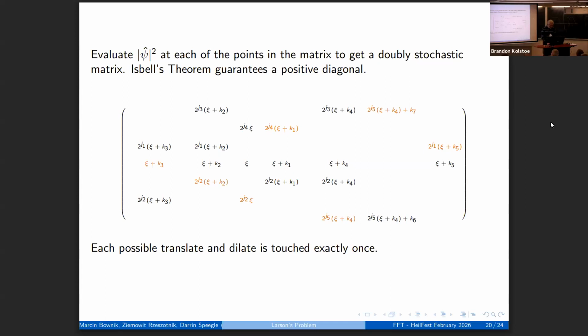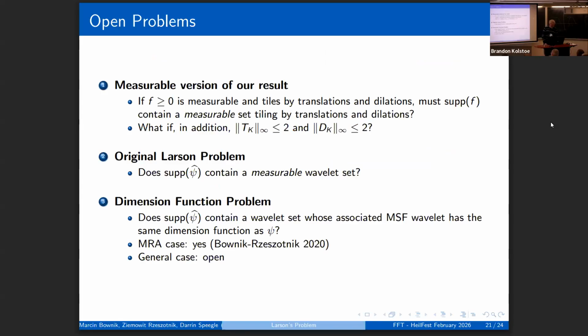Okay, so that is it. I have some open problems here, none quite as easy sounding as some that Chris came up with. Just the measurable version of our results: if you have a non-negative function that's measurable and tiles by translations and dilations, must its support contain a measurable set that tiles by translations and dilations?